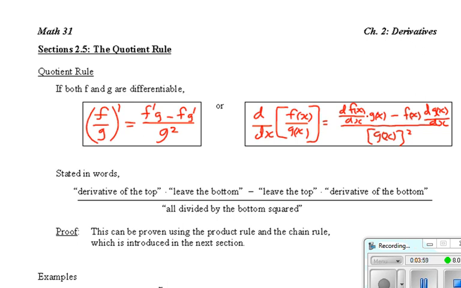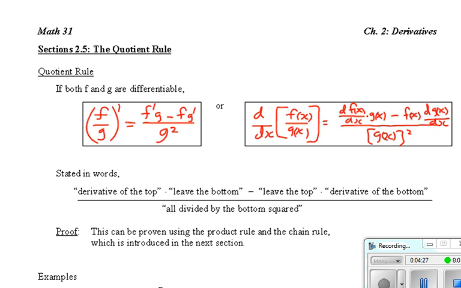And in words, we could do it this way. Derivative of the top, leave the bottom. Subtract, leave the top, derivative of the bottom. All divided by the bottom squared. And some teachers have come up with jingles like, low d high minus, you know, that kind of thing. I'm not big into that, but your teacher's got it in your book there if you want to use it.